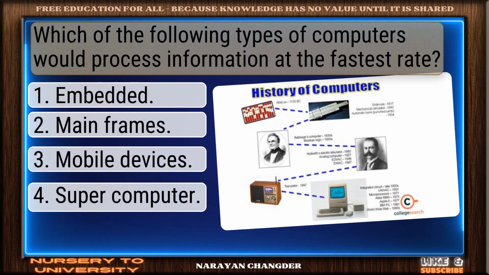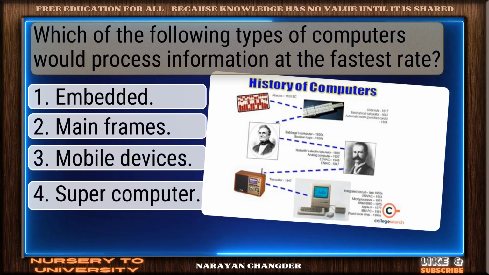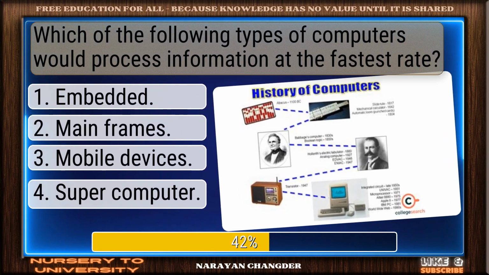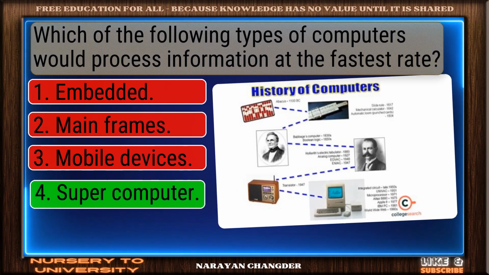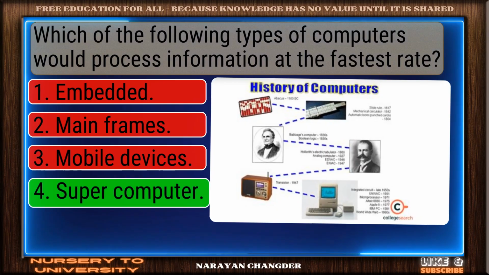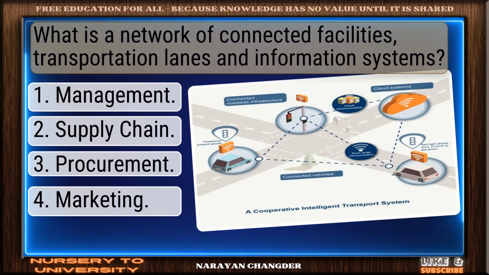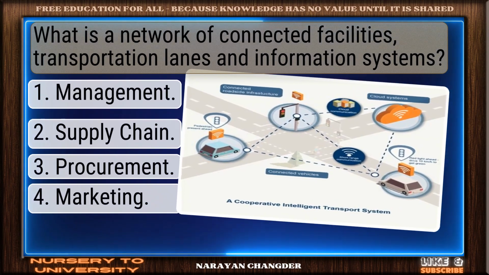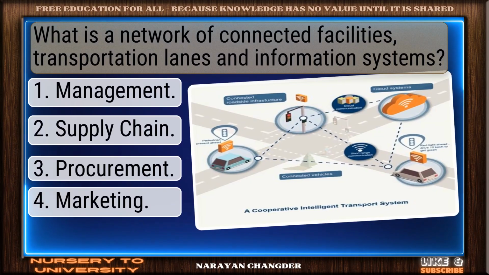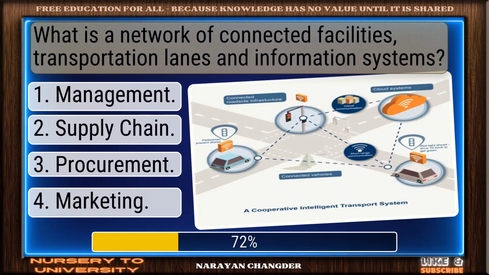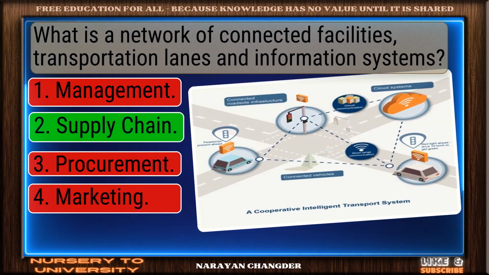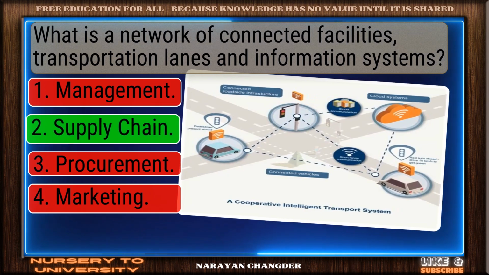Which of the following types of computers would process information at the fastest rate? You chose supercomputer. Correct. What is a network of connected facilities, transportation lanes, and information systems? Valid point. Supply chain is true.